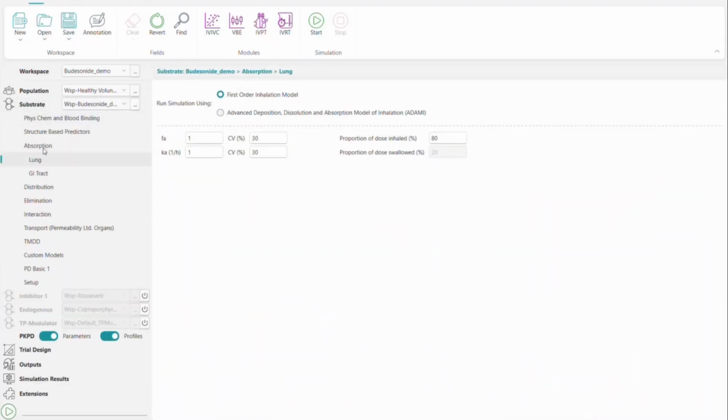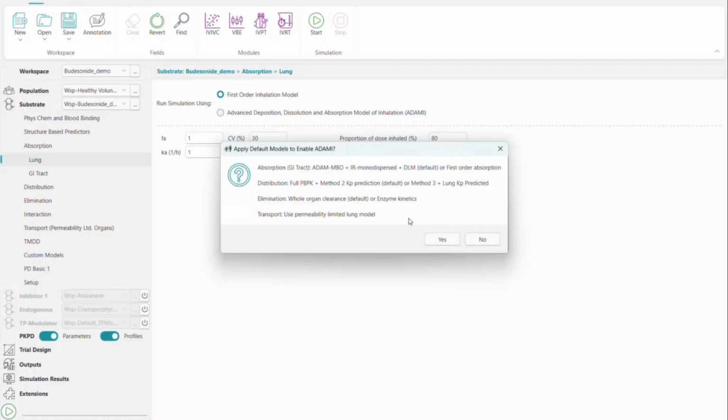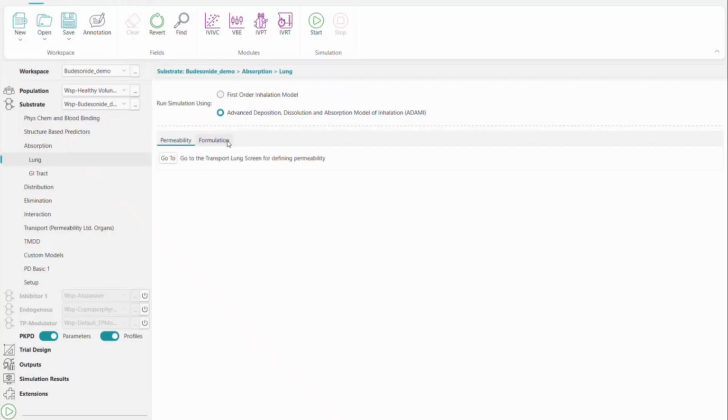So then in the absorption section, we go to lung to activate ADAMI. It's just the option there. Some defaults have to be selected, enabled, and included using the permeability lung model. So we click yes to activate that.